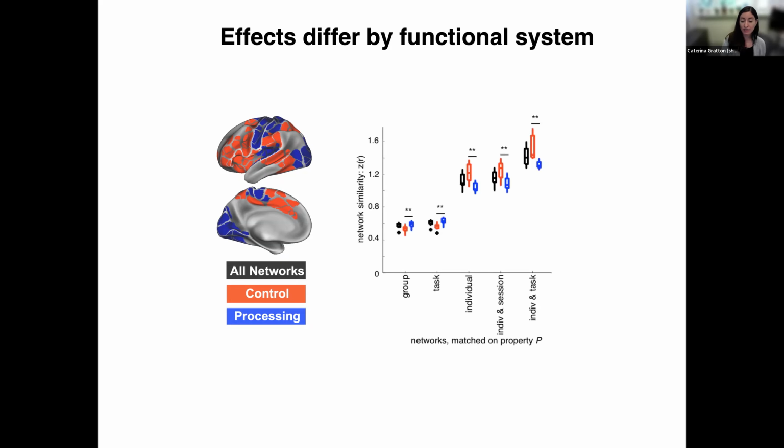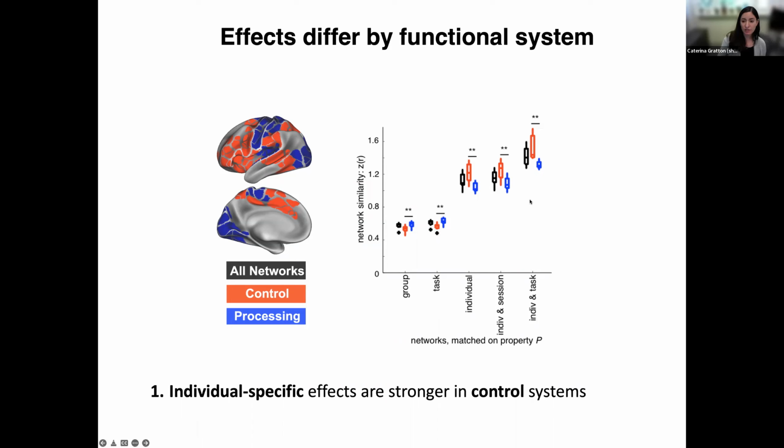And so when you look at the patterns separately for these systems, you see the same general trend, but you will find some significant differences, where individual specific effects, shown over here on the right-hand side of the plot, tend to be larger in control than sensory motor processing systems, whereas cross-subject effects tend to be larger in sensory motor processing systems than in control systems, consistent with past results suggesting there's more individual variation in these higher level systems.